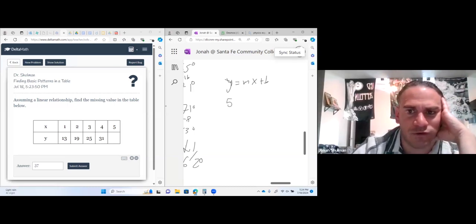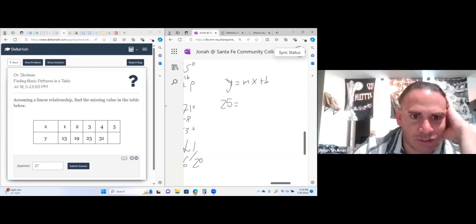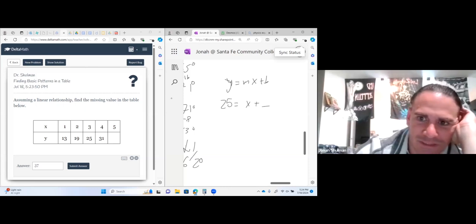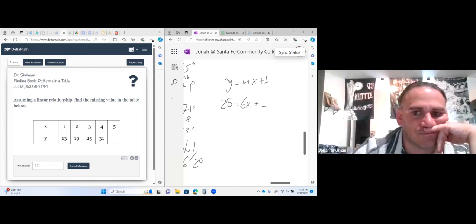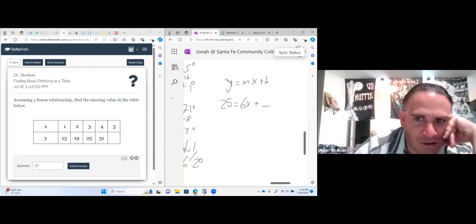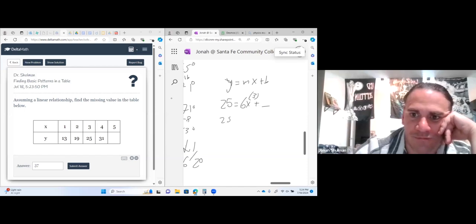So 25 equals something times x plus, I don't know, right? What are we going up by every time? Looks like we're going up by 6. Well, 6 times 3, right? Because our point is 3, 25. 6 times 3 is 18. Is it y equals 6x plus 7? Is that what it is?